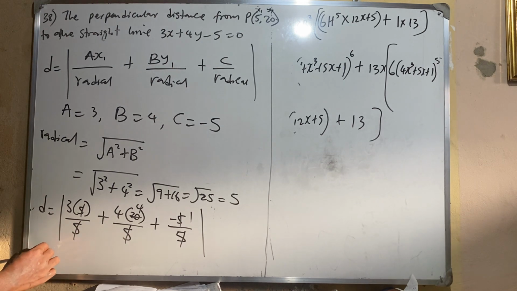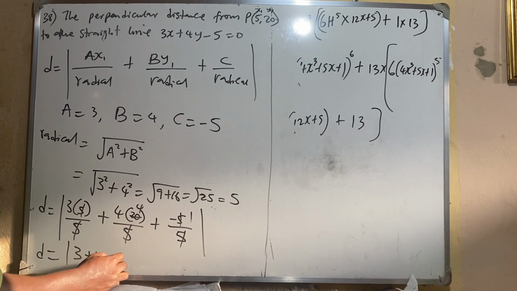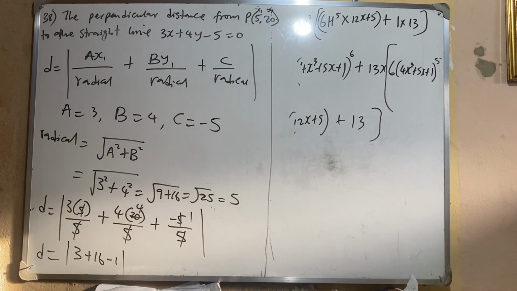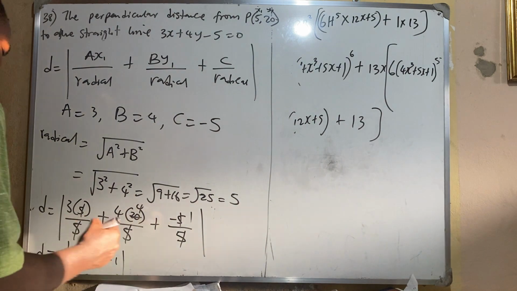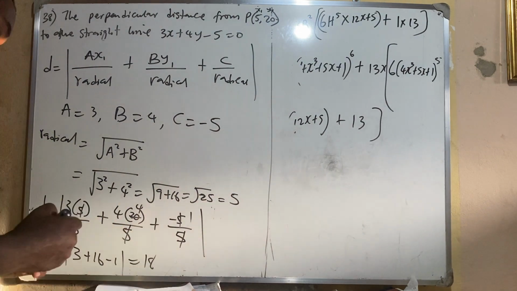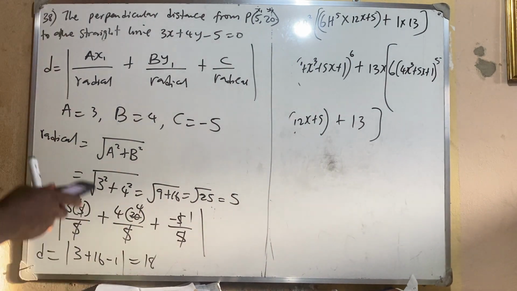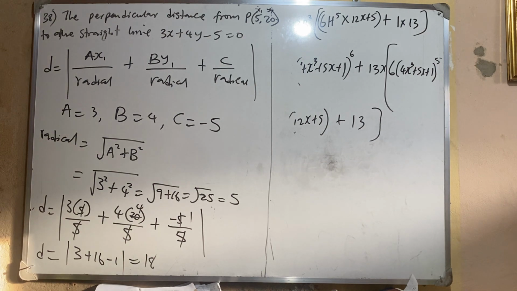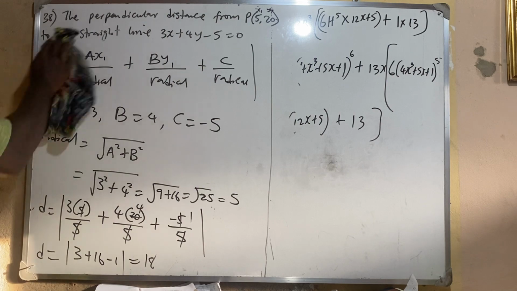So I have that my D is what? The absolute value of 3 is here, plus 16 is here, minus 1. So this and this is 2. That is 18. So I have 18. 18 is the correct answer. So let's check. Question number 38. Yes, 18 is there. 18 is the correct answer.